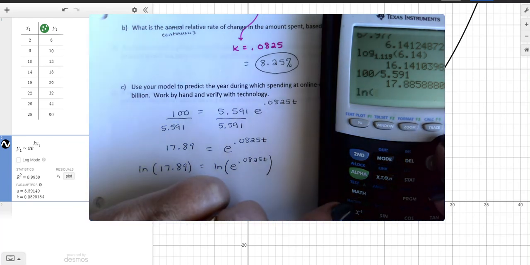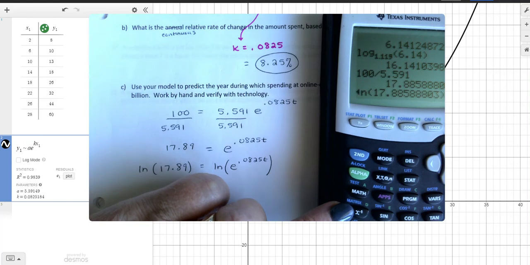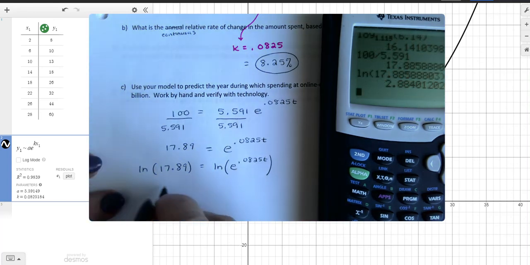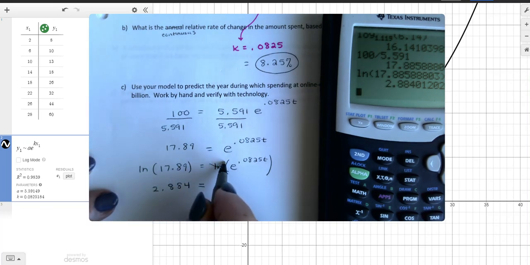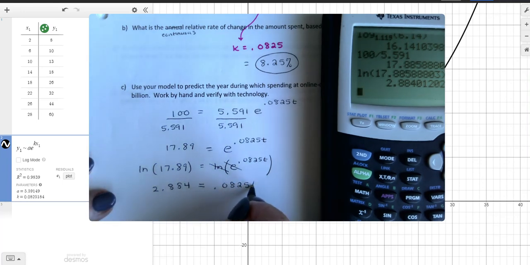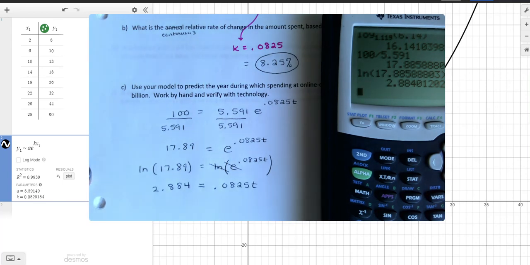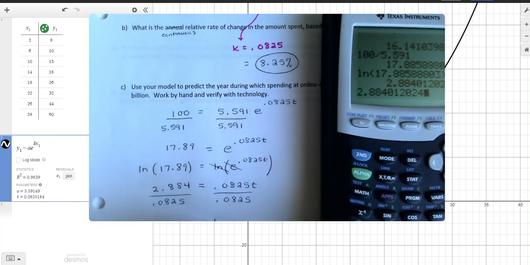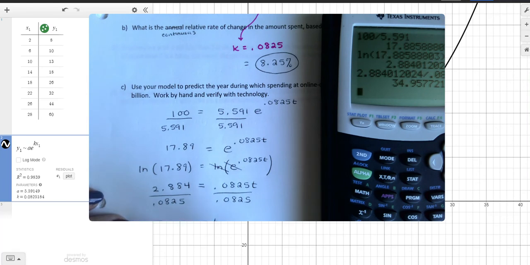Natural log, and I'm going to go ahead and grab that whole number, is about 2.884. Natural log and exponential base e are inverses, so that's 0.0825t. And then I have to divide by the 0.0825 to get t. So I'm going to take my previous answer and divide it by 0.0825. I get about 34.96.